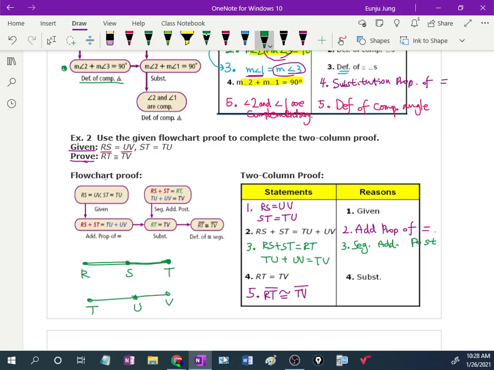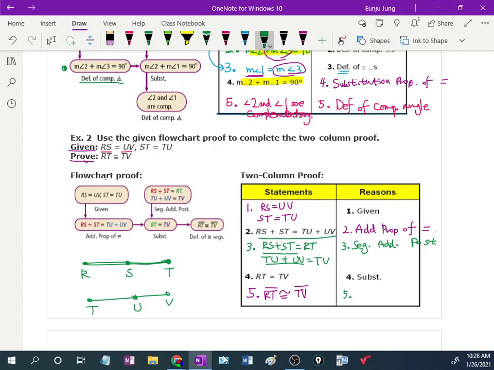And then we can conclude this statement: RT is the same as TV. How did we get that? These left-hand sides are the same, right? And then it is given the same above, right? So by using the substitution property of equality, we can conclude number 4. And then we can say two segments are congruent. Make sense? Why are two segments congruent?